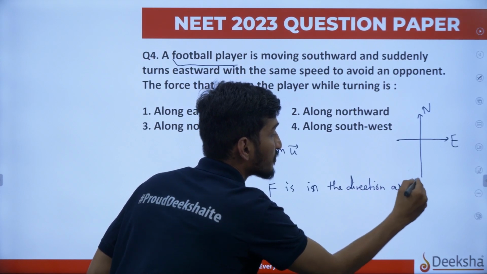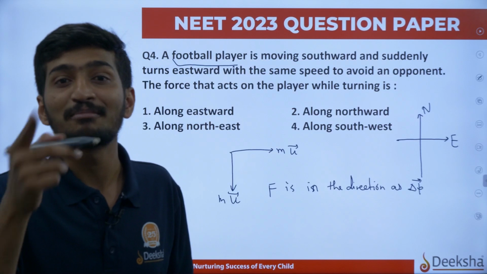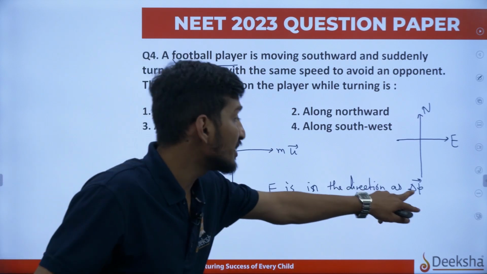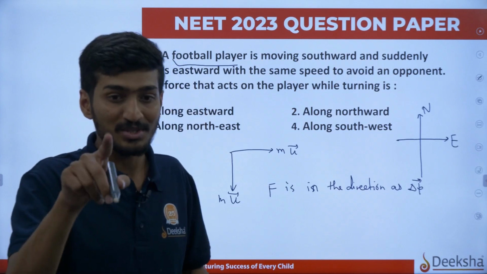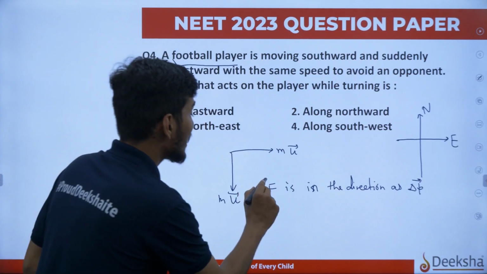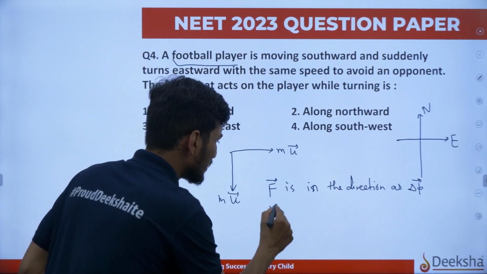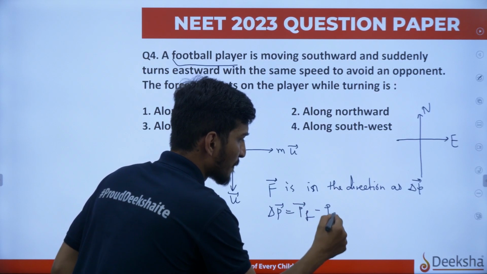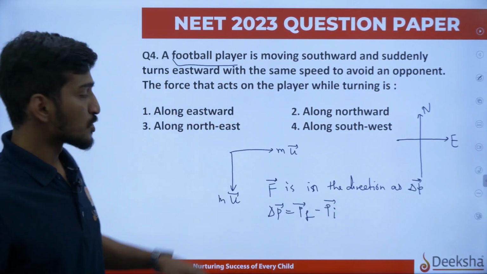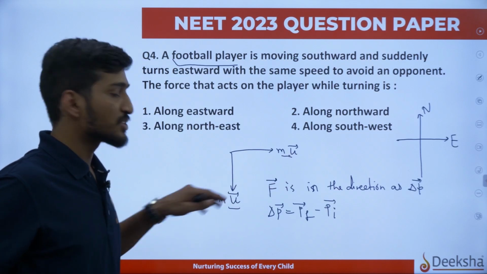change in momentum. Remember this, okay? Force is equal to change in momentum by time. So if you can calculate the direction of change in momentum, you can calculate the direction of force, which is what the question is asking. So let's calculate the direction of change in momentum. Change in momentum is nothing but final momentum minus initial momentum. So all you have to do is to subtract these two vectors, final minus initial.